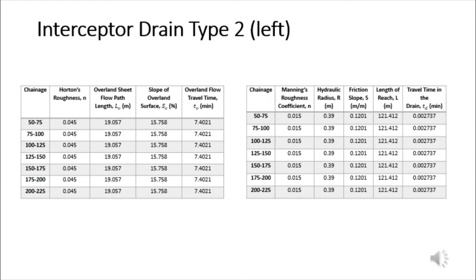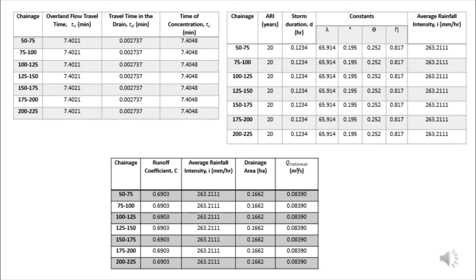In the left side interceptor drain, we also need to find the L0, S0, S, and L of channel 50 to 225. But differently, we need to find these values from the plane profile. After this, we calculate the T0 and TD. The TC, I, and Q rational calculations are the same as in the roadside drain. And we obtain the Q rational value of the left side of the interceptor drain, which is 0.08390.